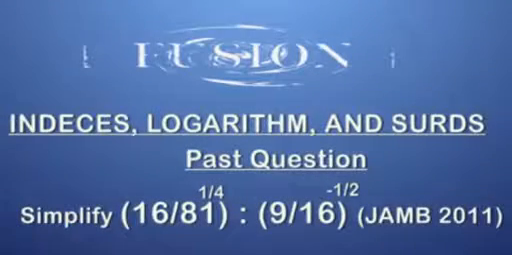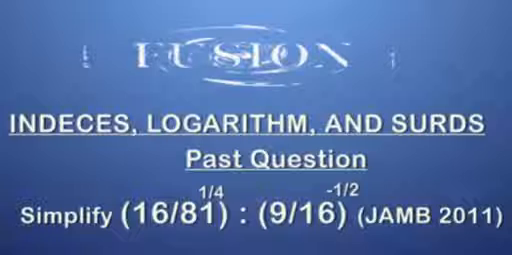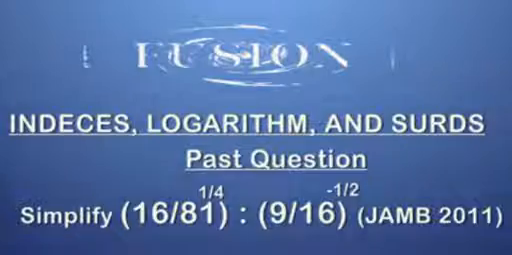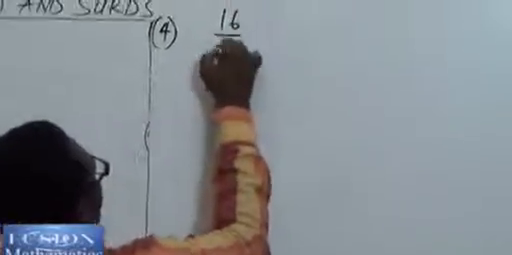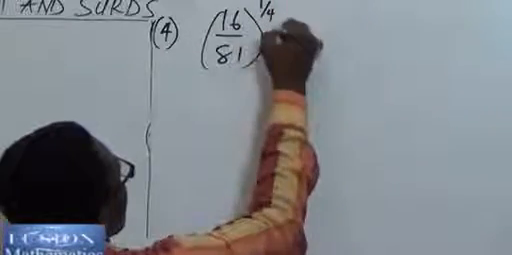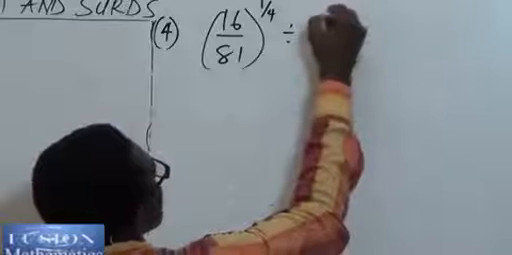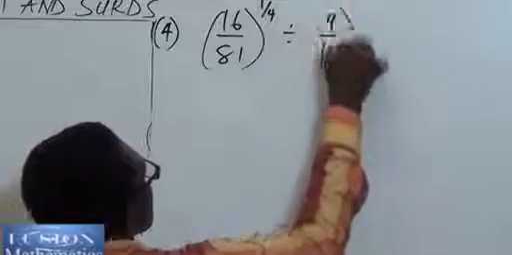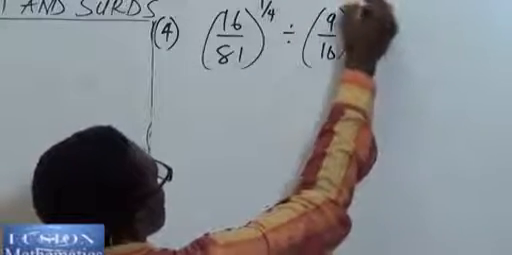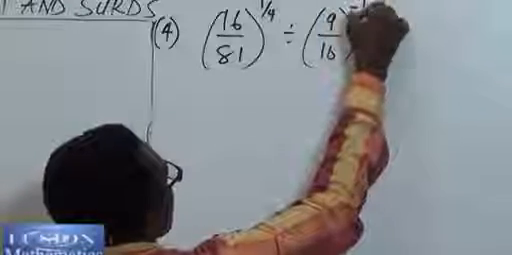Question number 4. We have 16 all over 81 raised to the power 1 over 4 divided by 9 over 16 raised to the power minus 1 over 2. Now let's solve it. Question number 4. 16 all over 81 raised to the power 1 over 4 divided by 9 over 16 all over raised to the power minus 1 over 2.